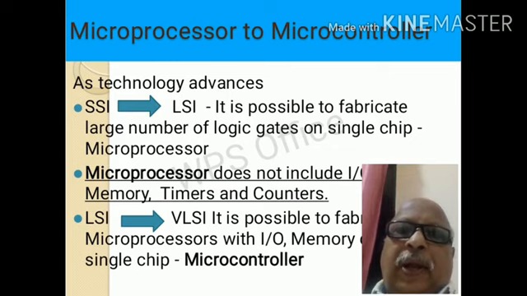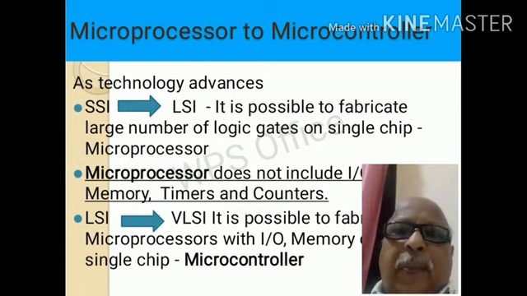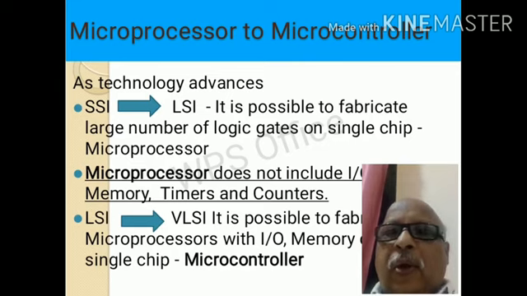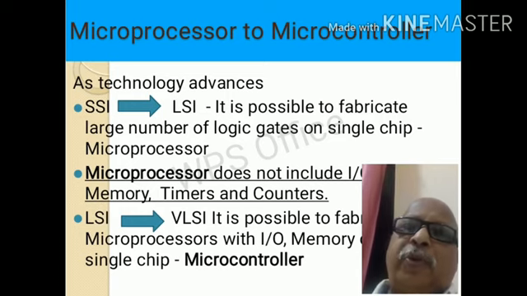So as technology advances from large scale integration to very large scale integration, it is possible to fabricate microprocessors with I/O and memory devices on a single chip, and that becomes the microcontroller. So the microprocessor is a general purpose computer and the microcontroller is a special purpose computer.